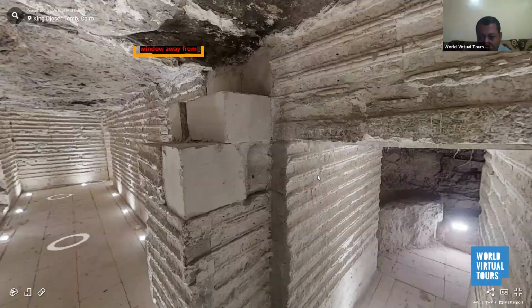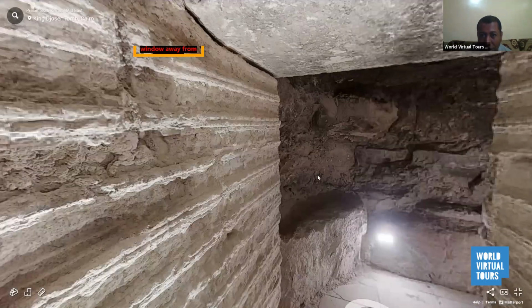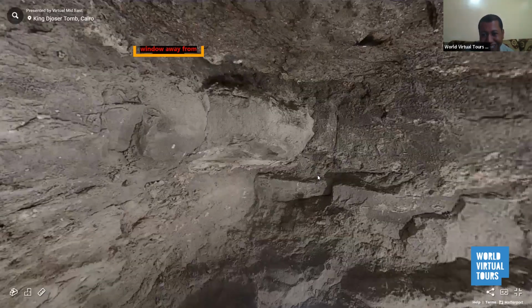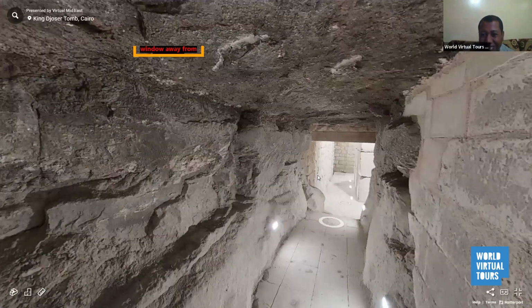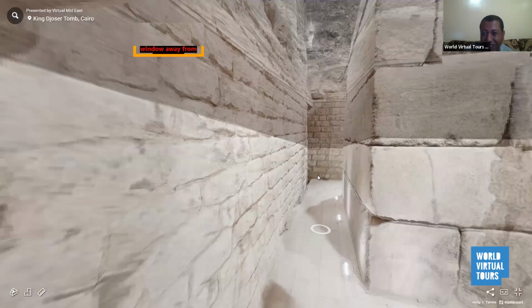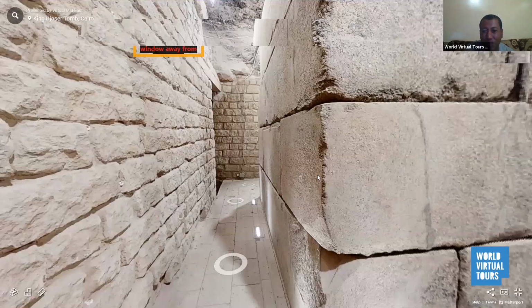So going back is right here. I was about to get lost here. Look right here. You can see the burial chamber again, and you can see the big sarcophagus made of stone.